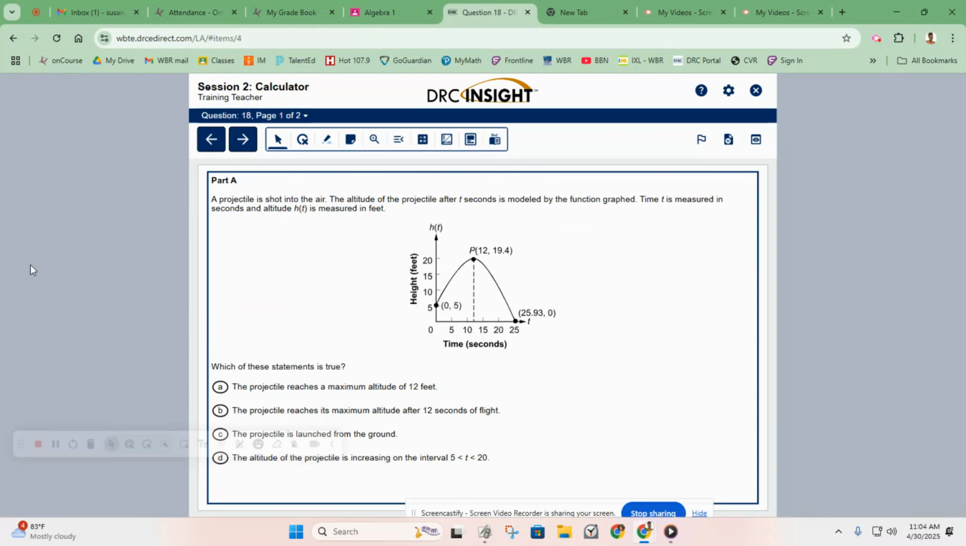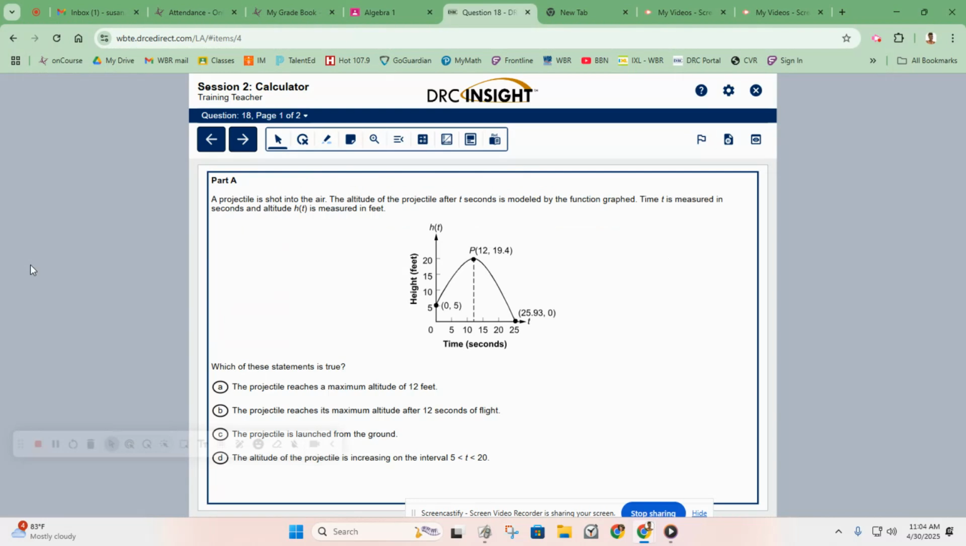Number 18 says, a projectile is shot into the air. The altitude of the projectile after t seconds is modeled by the function graph. The time, the t, is measured in seconds. The altitude, which they have as h of t because altitude is your height, is measured in feet. So we're looking at our graph. Notice the x-axis from side to side is your time. Vertical is your height in feet. Which of these statements is true?